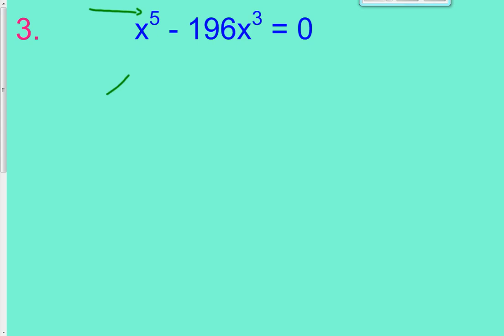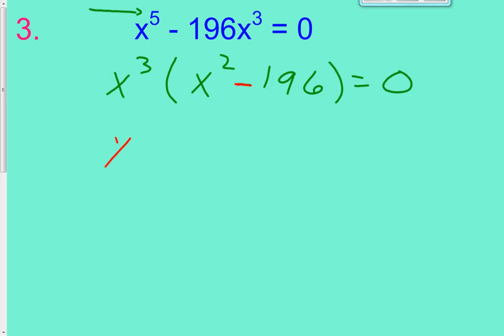You can take out an x cubed again. So then you're left with an x squared minus 196. That equals 0. Whenever you see 2 terms, class, instead of 3 terms, and there's a subtraction sign in the middle, you should always think this might be the difference of 2 squares, and try to treat it that way.